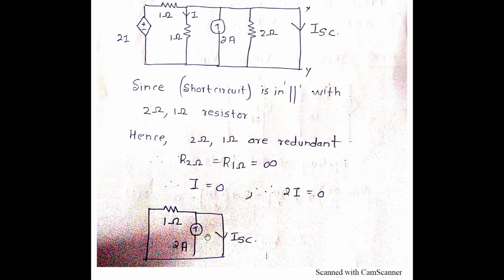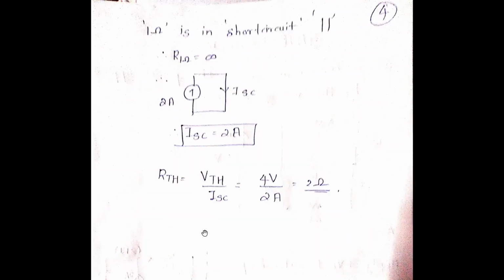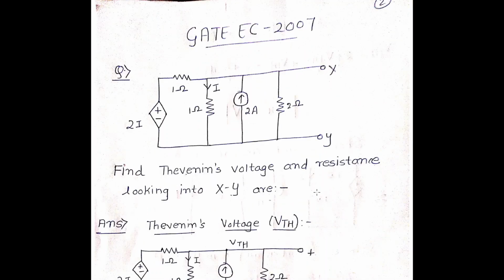So again, you find that this 1 ohm comes in parallel with the short circuit. Therefore, finally you can say ISC is equal to 2 ampere, and RTH is equal to VTH upon ISC, which is 4 upon 2 ampere, equal to 2 ohms. So I'll repeat this question.